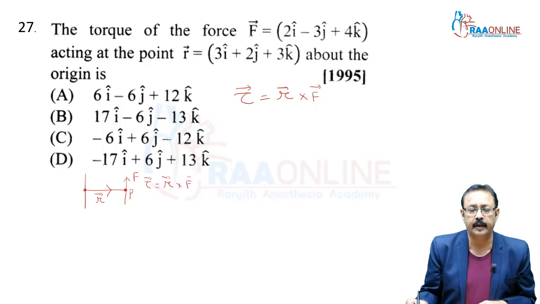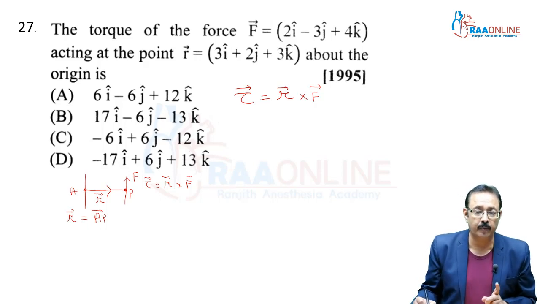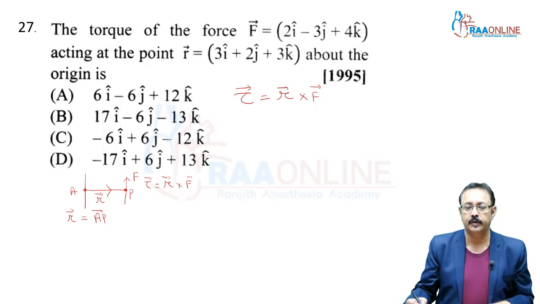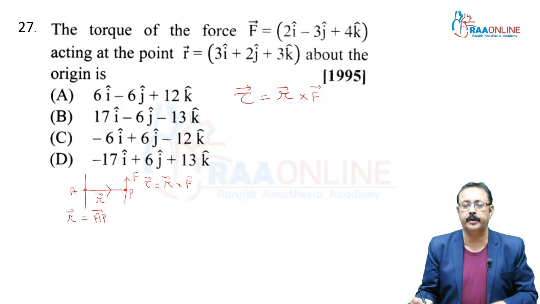Sometimes they give you this point A and point P, not giving R. Then if you want to calculate R, take this AP, means position vector of P minus position vector of A. If you subtract P from A, you will get negative marking. So take care of this. R means it should be in this direction, A to P.